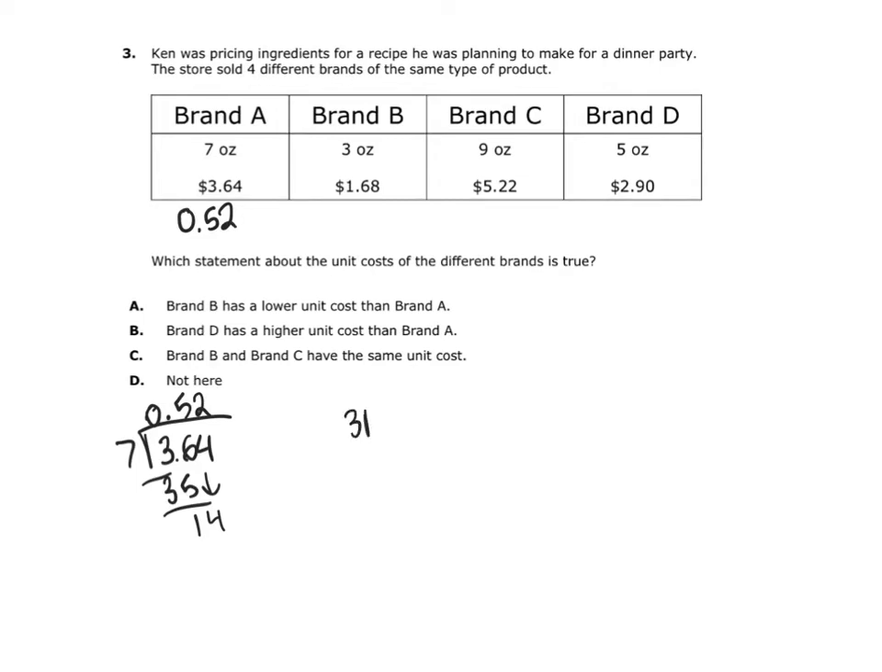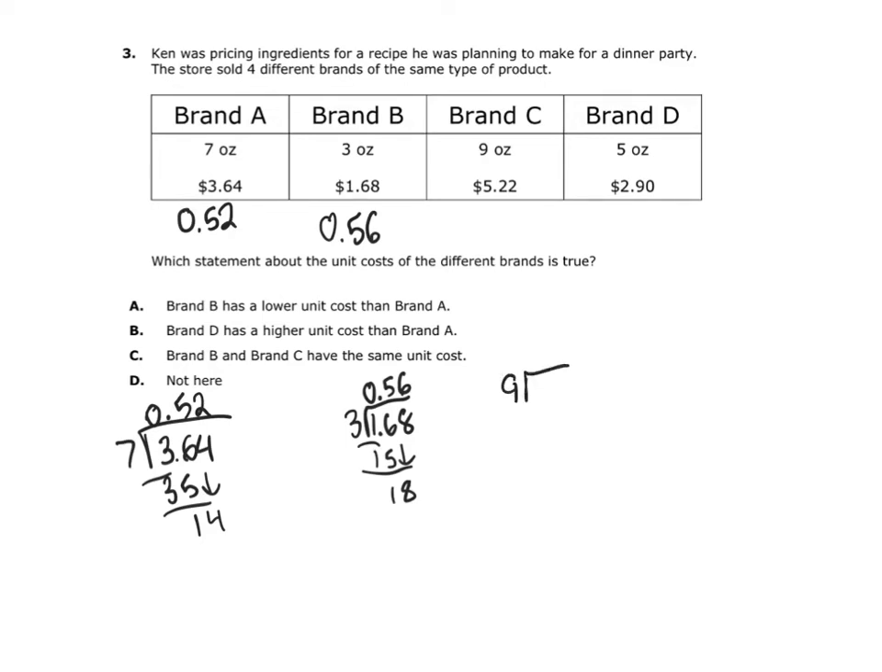We have 3 divided by 168. 3 goes into 1 0 times. Bring our decimal straight up. 3 goes into 16 5 times. That's 15. 1 left over. We bring down the 8. 3 goes into 18 6 times. So that is 56 cents for brand B. Moving on to the next one.